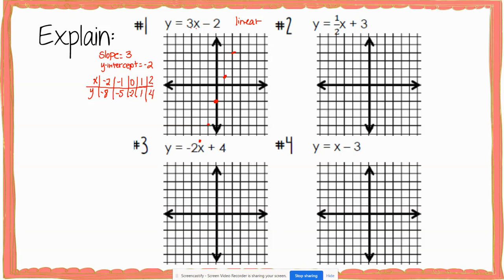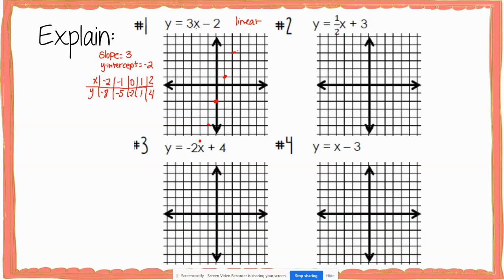And you'll notice that if I were to connect this, I would get a straight line. So if we connect our points, we get a straight line that goes from one point to the other. So we know that this is a linear equation.